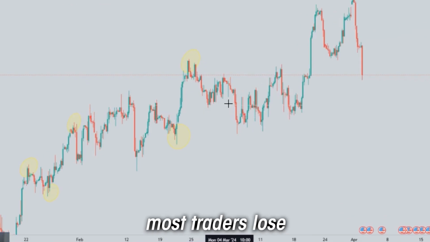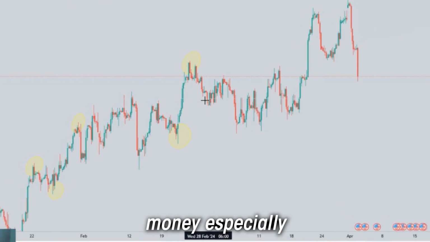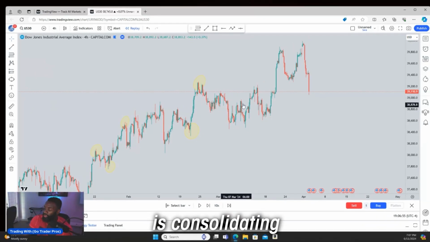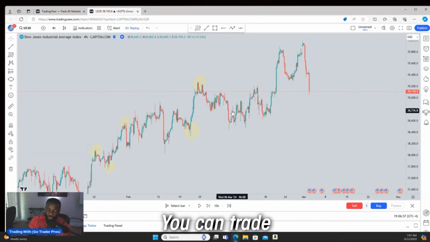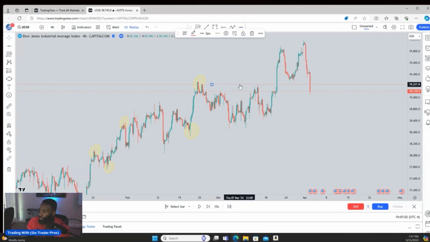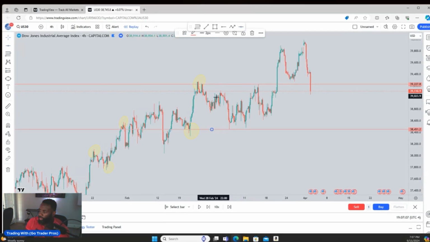This is where most traders lose most of their money, especially if you don't know what you're doing. If you don't know how to trade in range conditions, when the market is consolidating, just leave it alone. You can trade another day. It's fine. Let me see. So I'm going to mark it right there. Boom and boom. Market is ranging.